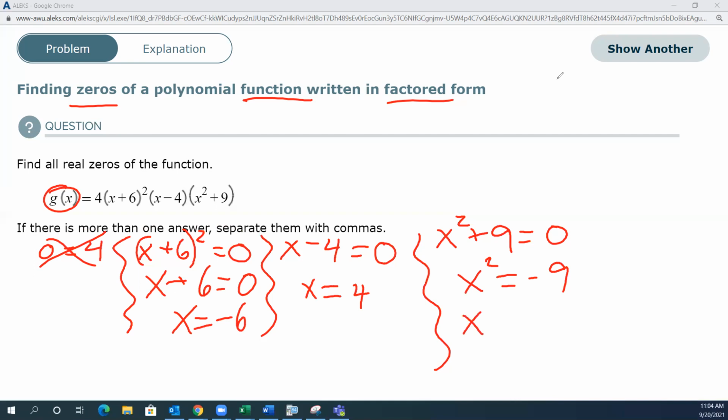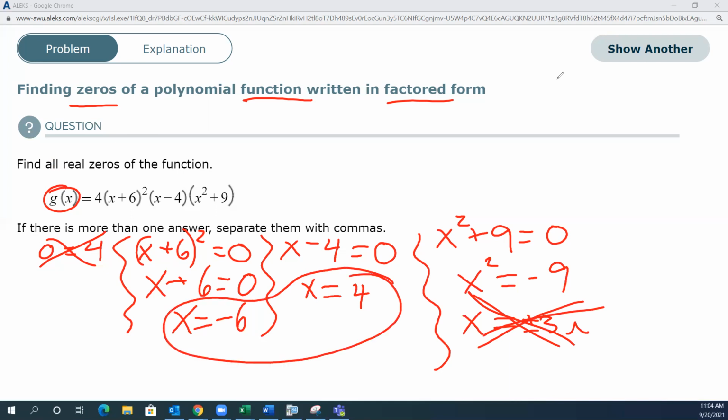Take the square root. And yeah, we can get plus or minus 3i, but we're looking for real number zeros, not imaginary. So that's not going to cut it. So we've only got two of them this time. All right, -6 and 4.